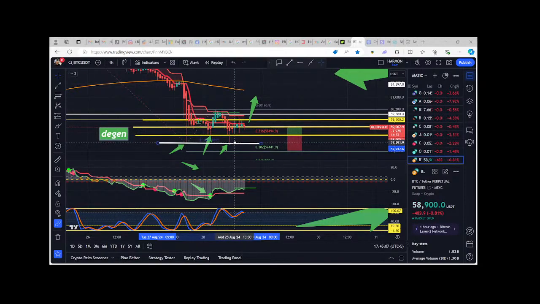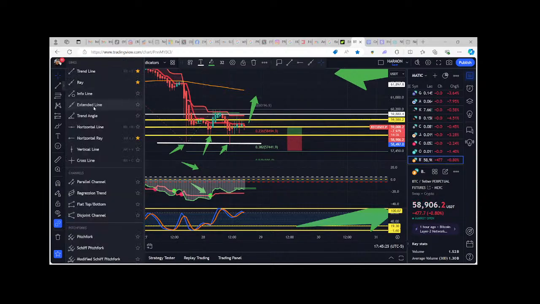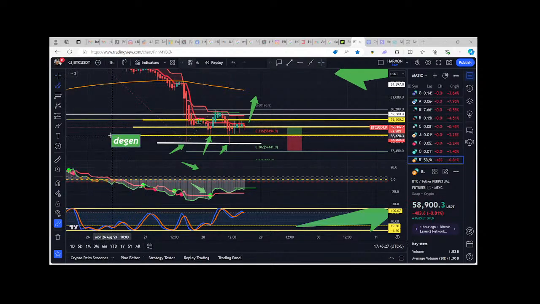This is where, when you become so into understanding what you're looking for, this is the area you want to get into. This is the degen zone, from this level here down to here. This is that zone, right? Let me put a parallel channel. So the parallel channel that we're looking for is right there. So that's the degen zone, right?